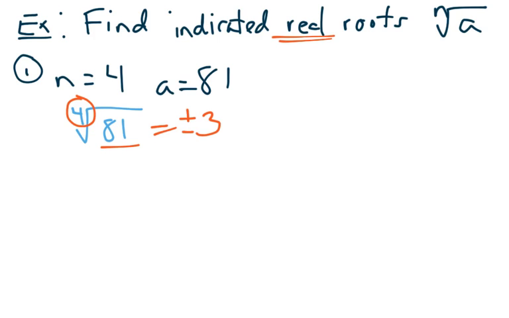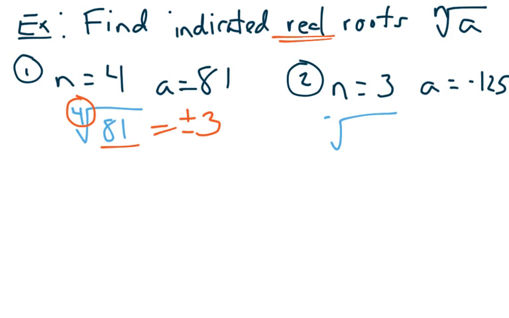Negative 3 times negative 3 times negative 3 times negative 3 is also 81. We have two real roots, and they are positive and negative 3. Let's try another one. Number 2. How about n equals 3, and a is equal to, let's see, how about negative 125? Okay, again, we're looking at the cube root of negative 125.